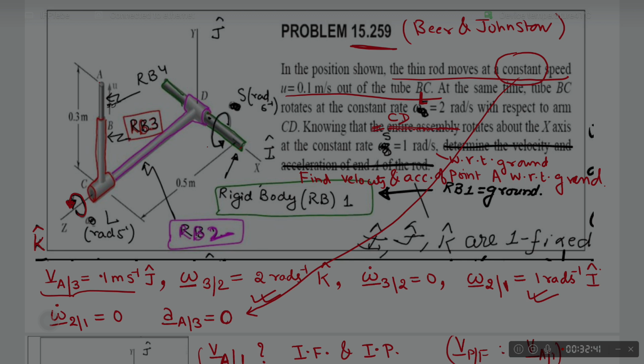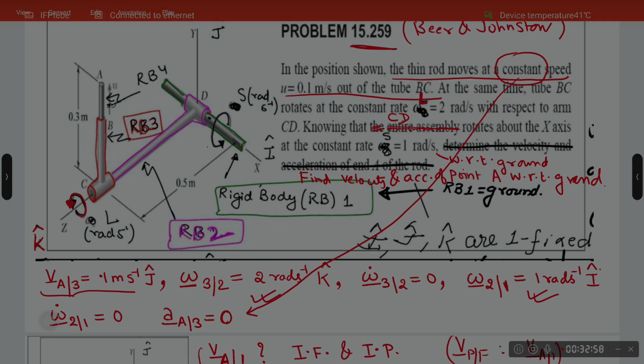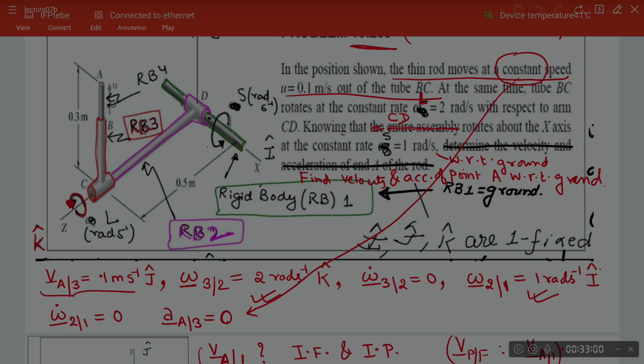This problem is from the book Beer and Johnston. Let's read the problem statement and try to understand what is going on here. The problem statement says that in the position shown, the thin rod moves at a constant speed 0.1 meter per second out of the tube BC. Where is that thin rod? This thin rod is here. This is the thin rod they are talking about.